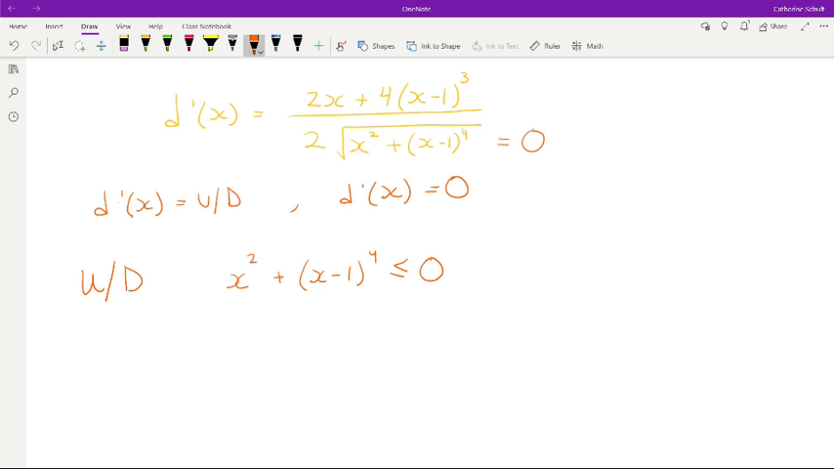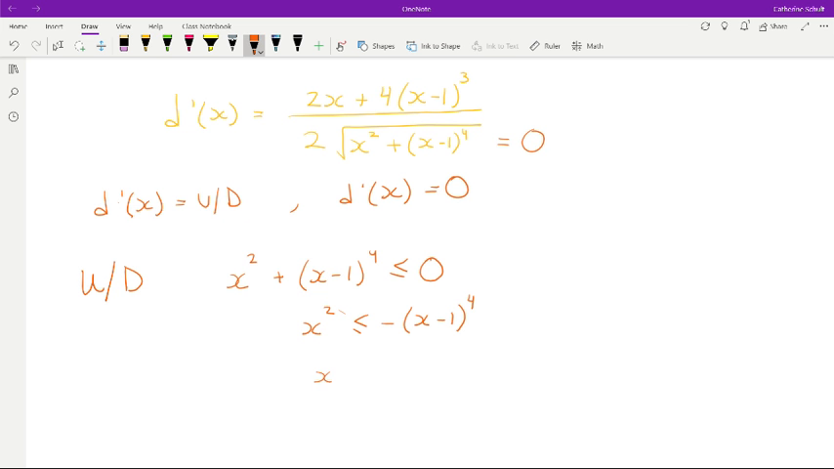So if we were to solve that, this would have to be that x squared, if we subtract that (x minus 1) to the 4th, we would get this. Okay, so we have a positive number equal to a negative number, right? Because x squared and (x minus 1) to the 4th are always positive. So when is a positive number less than a negative number? It can't happen, right? So the radicand is never less than 0.